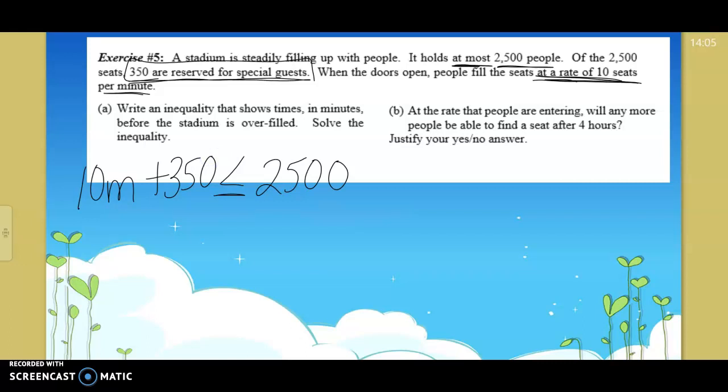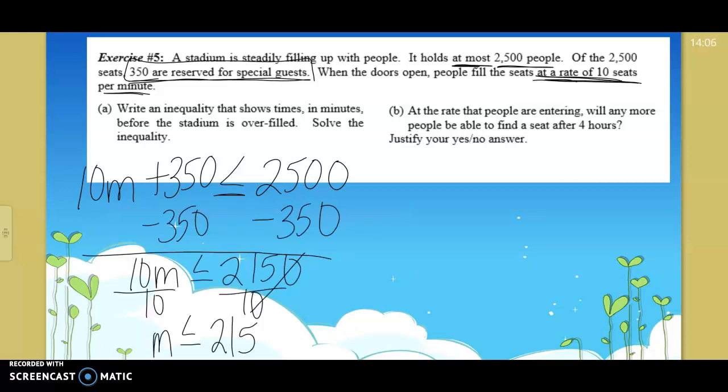They would like us to solve the inequality. I worked through the problem there, just went through the normal steps, used the property of equality two times to see that the number of minutes would be 215. The second part of this is, at that rate, will there be any more people able to find a seat after 4 hours? Well, 4 hours is equal to 60 minutes times 4, and that would be 240 minutes.